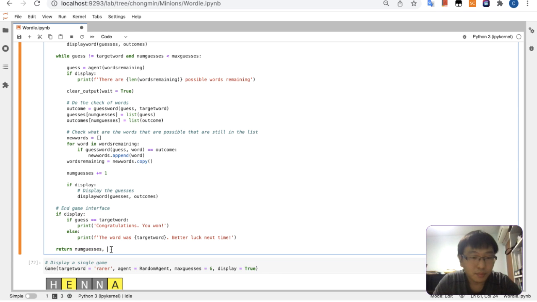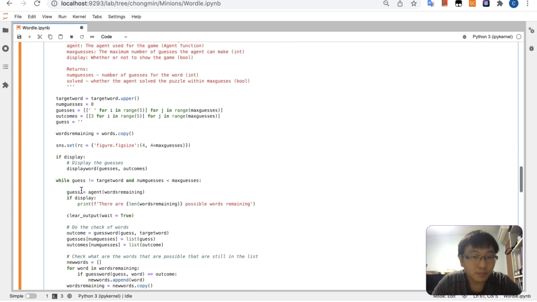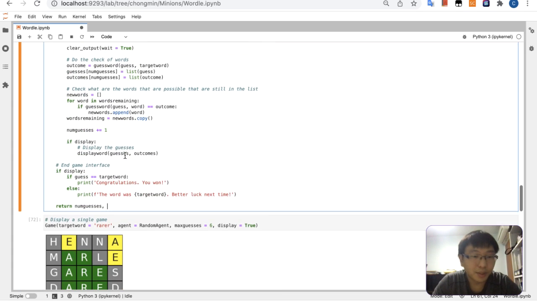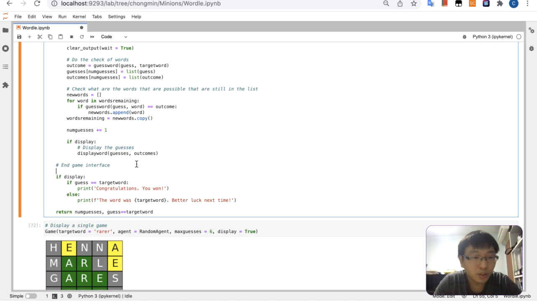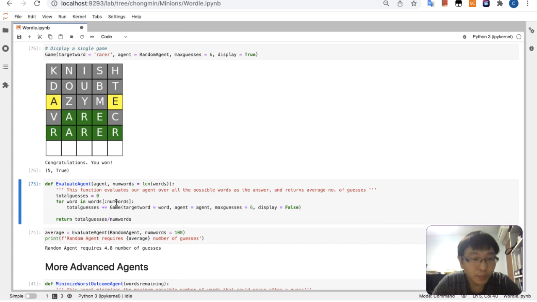So we have num guesses, and we also return, so what we do here is we have another variable, solved. Actually we don't really need a variable called solved, but we can just return this. Or I could just do it here. And here if solved, then we return solved here.